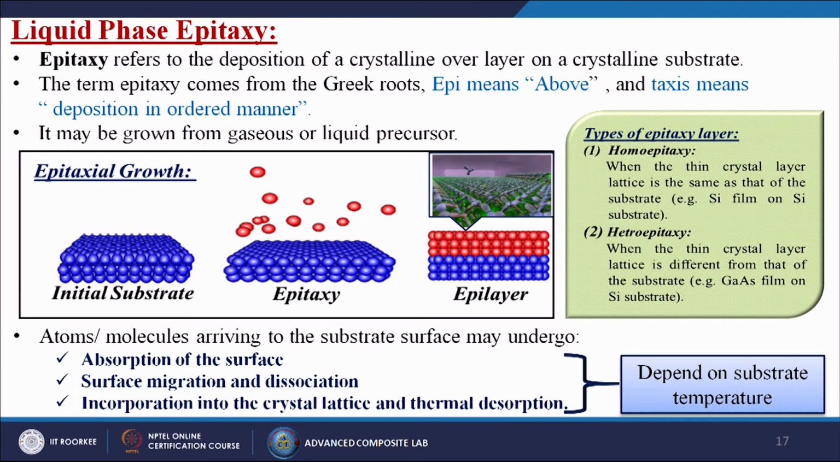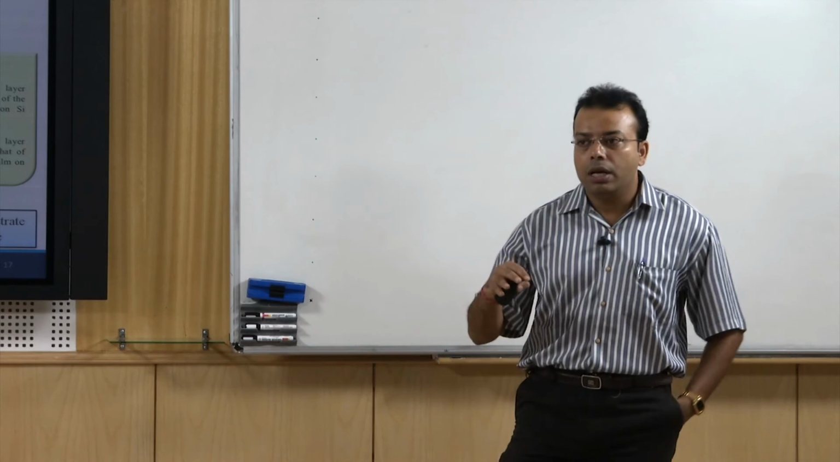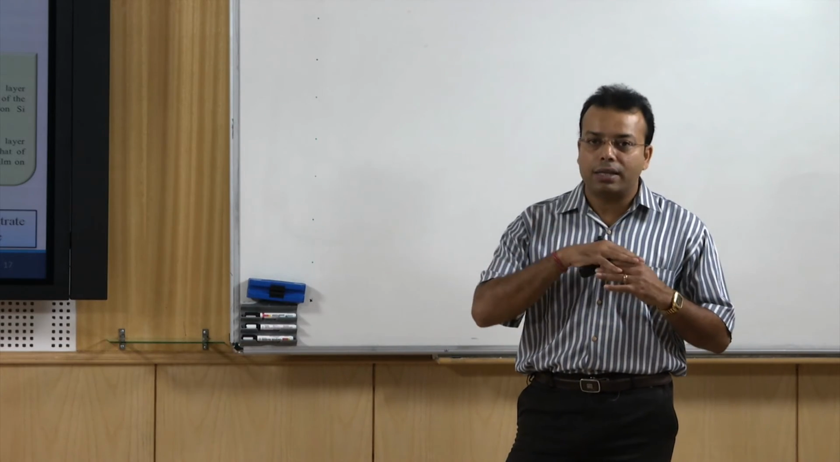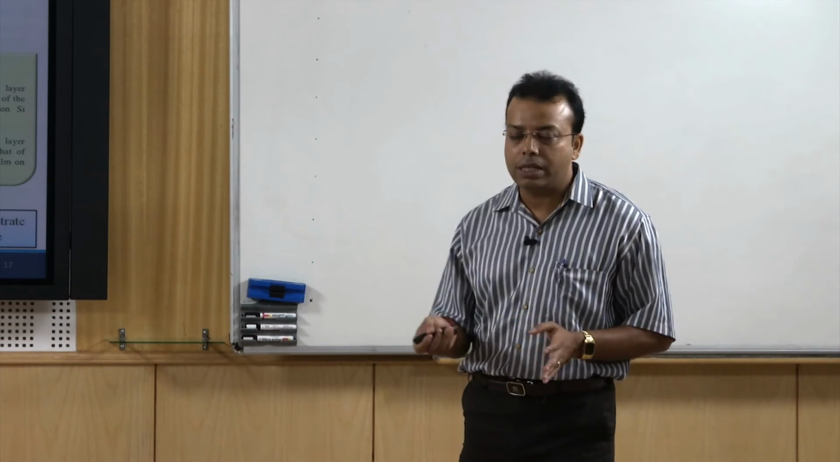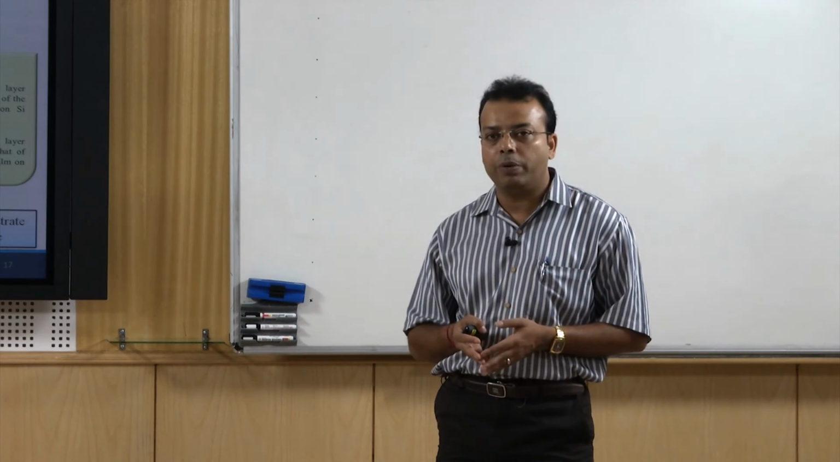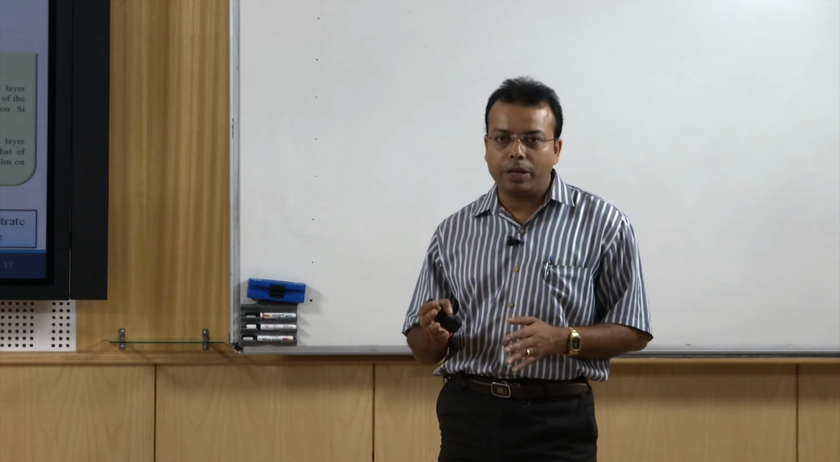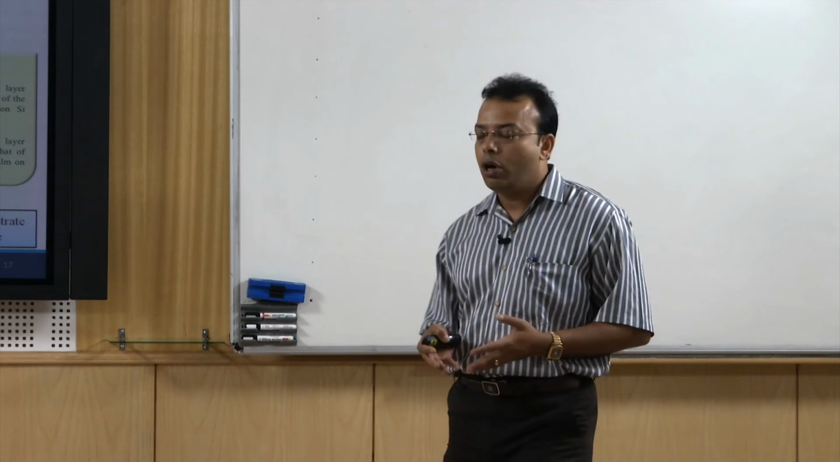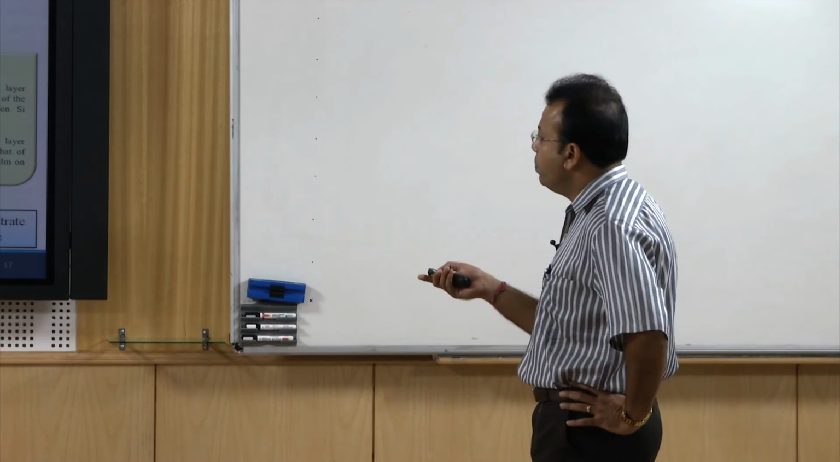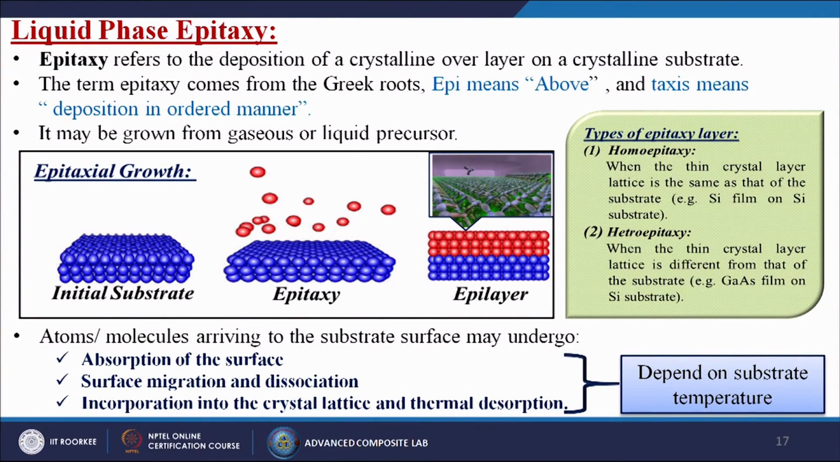In homoepitaxy, the thin crystal layer lattice is the same as that of the substrate, such as a silicon film on a silicon substrate. That means whatever the base material we use, the coating material is the same. That is why it is called homoepitaxy, and heteroepitaxy is the vice versa. That means the substrate material and the coating material are different, for example a gallium arsenide film on a silicon substrate.